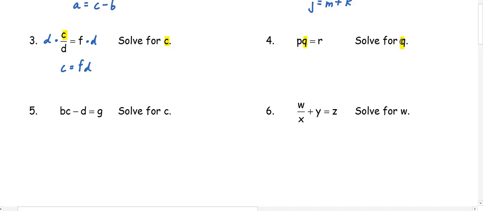Number four, PQ equals R, solve for Q. So we don't want Q to move from where it's at. So what we need to do then is, if there's multiplication, the inverse is to divide by P on both sides. So Q equals R over P.